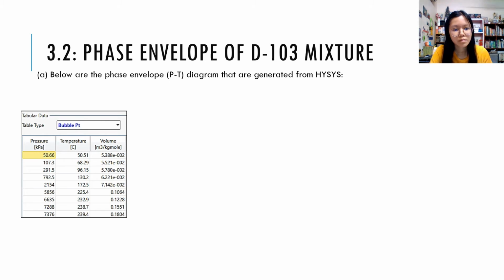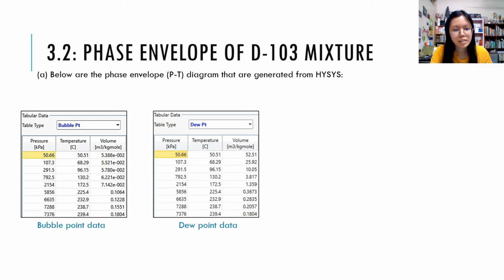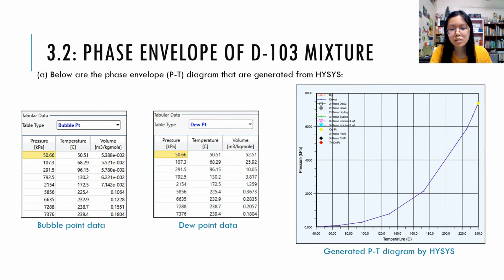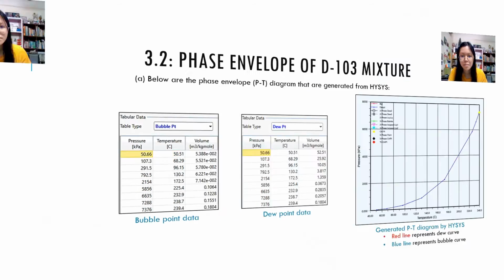Apart from that, we also construct the phase envelope of the D103 mixture, and we use the HYSYS simulation software as well. Here is the bubble point data, and here is the dew point data. From these two sets of data, we can generate the PT diagram. The red line represents the bubble curve while the blue line represents the dew point curve. But in this one we can't see it that obviously because the points are almost the same.